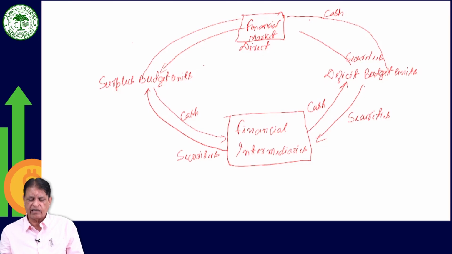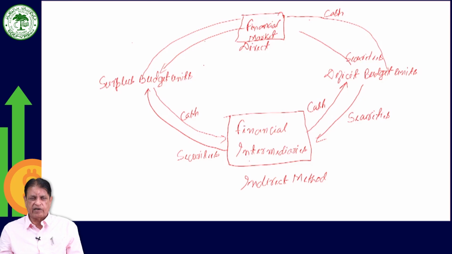So consequently, this method is known as the indirect method. Compared to the first one, this is an indirect method. So there are two ways to transfer funds from the surplus budget unit to the deficit budget unit. The first one is a direct method, the second one is an indirect method.